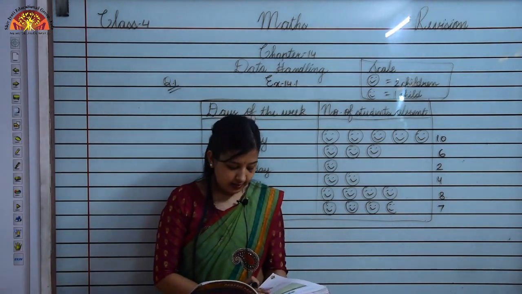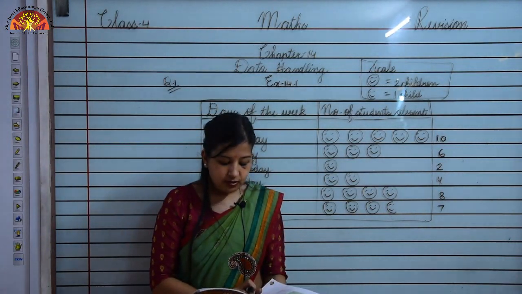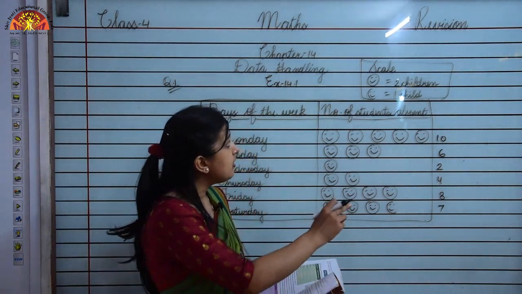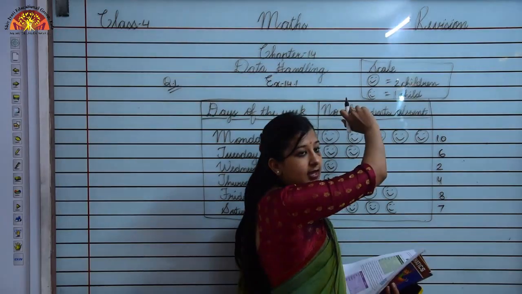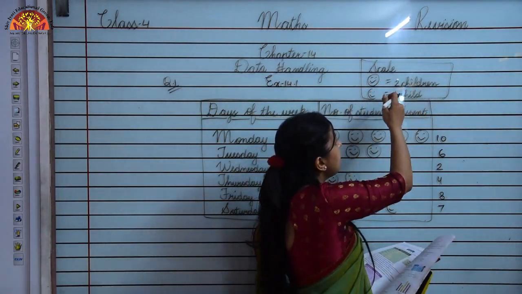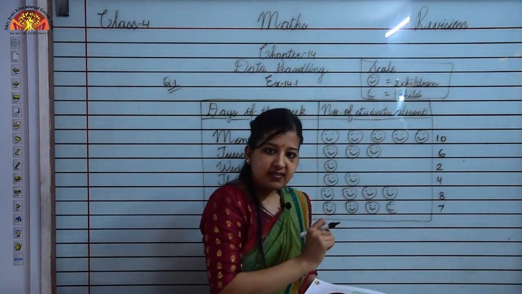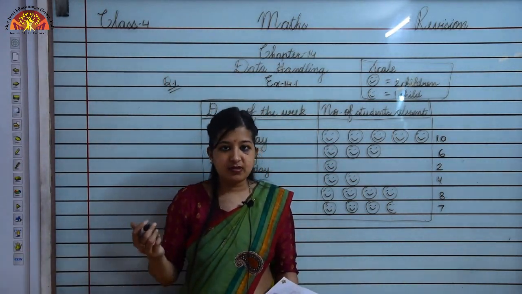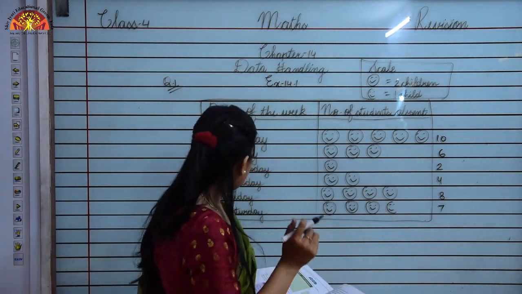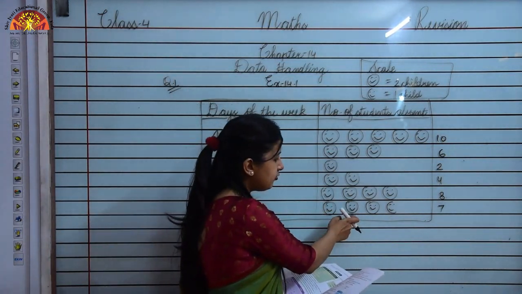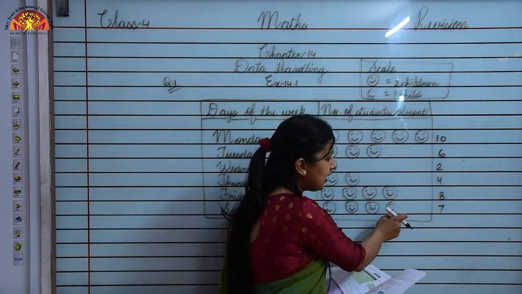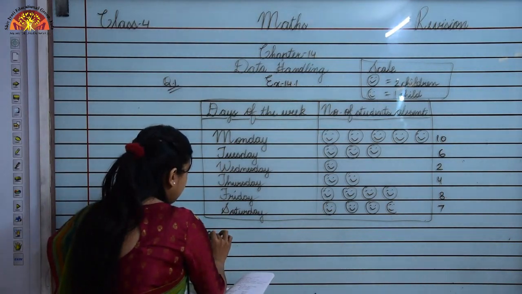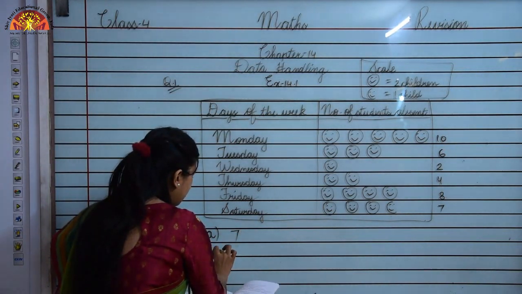Fine. Now our A part of question number 1 is, how many children were absent on Saturday? It means Saturday को कितने बच्चे absent थे. And students, here you can see one scale. One smiley equals 2 children and half smiley equals 1 child. Now in A part of question number 1, we have to find how many children were absent on Saturday. So here Saturday 2 plus 2 plus 2 plus 1. It means 7 students were absent on Saturday. Fine. So the answer will be 7.